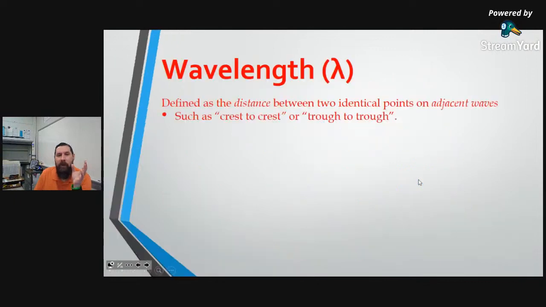So the first thing that we need to discuss is this idea of wavelength, symbolized by the Greek letter lambda, which looks like a fancy upside down Y. And wavelength is defined as the distance between two identical points on adjacent waves. So in other words, from crest to crest or from trough to trough.